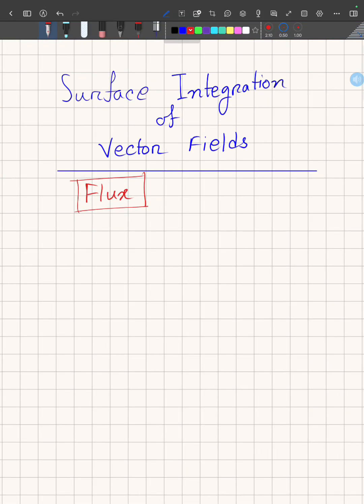Okay, so today I'm going to talk about the surface integration of vector fields. In this video I'm going to give you guys an intuition of what that actually means in real life and how we really calculate with this surface integration of vector fields.